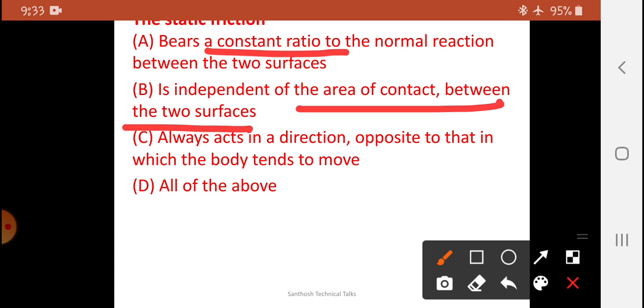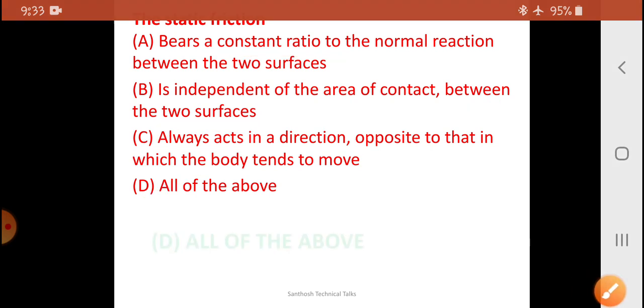It is dependent on the nature of the surface area. So the nature of the surface area is very, very important, and friction always acts in the direction opposite to the way the body tends to move. Generally, friction force will always act opposite to the motion of a body or a force. Therefore, all the above answers are correct.